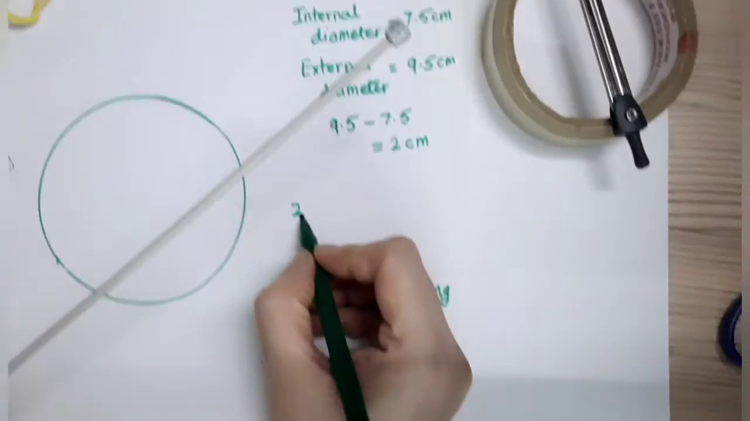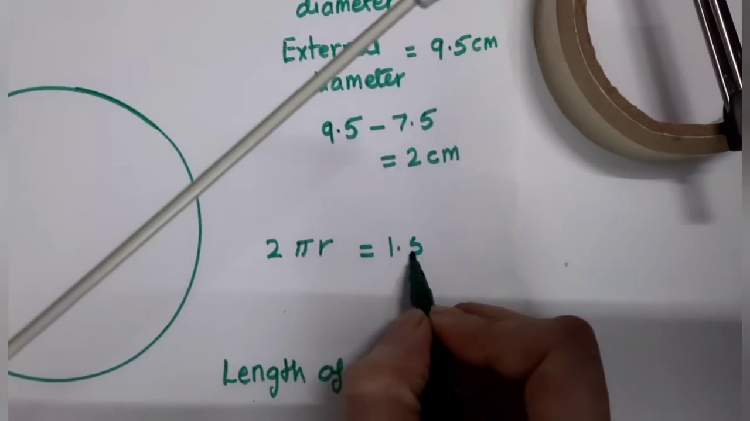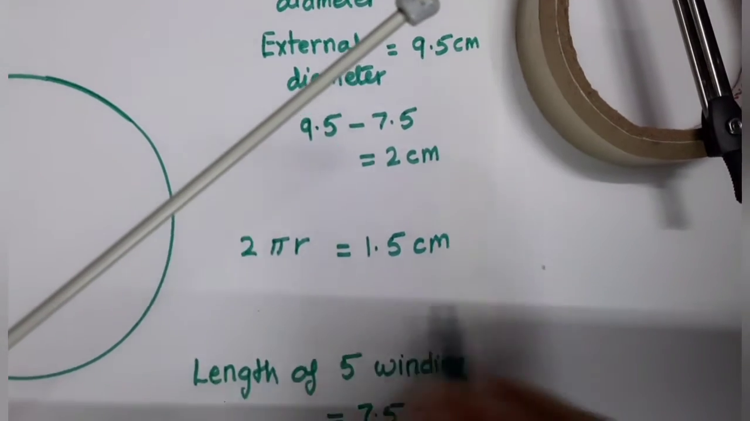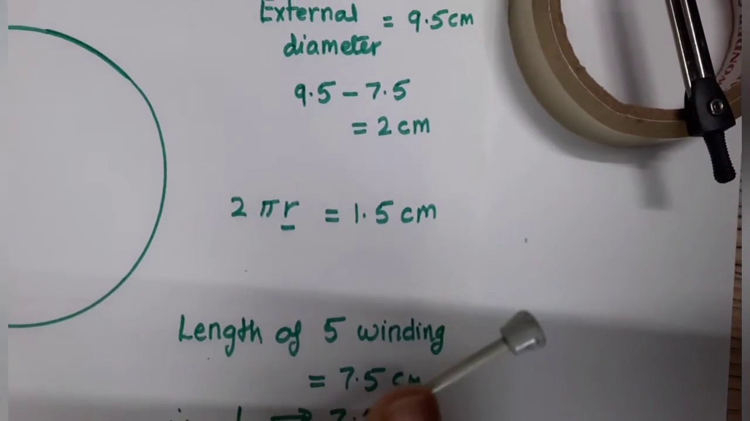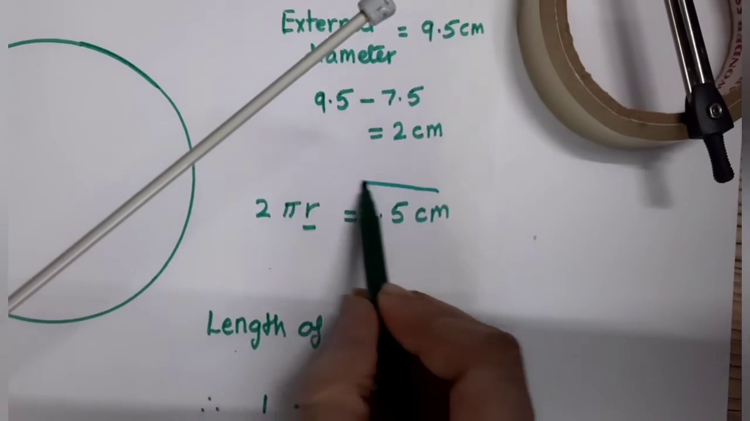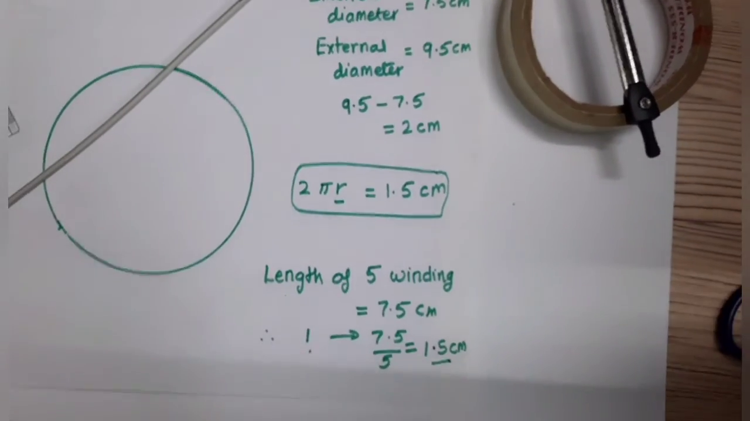So circumference is nothing but 2 pi r, which is 1.5 centimeter, and from this I can easily find out the radius of this thin object, and I can use this data for finding out various other calculations.